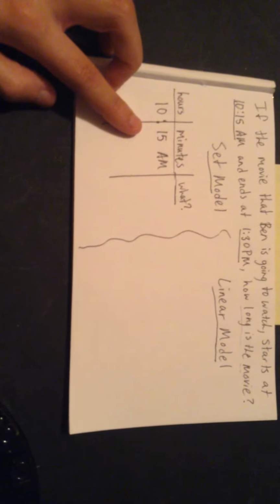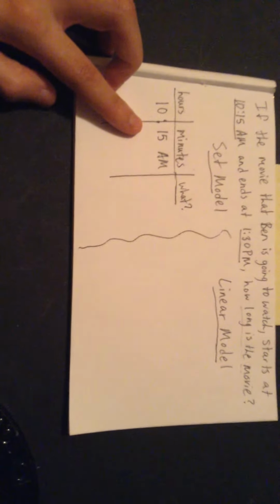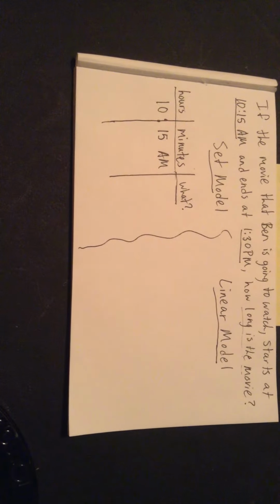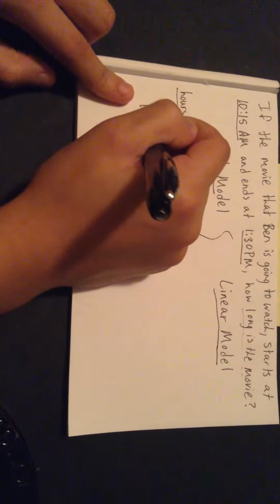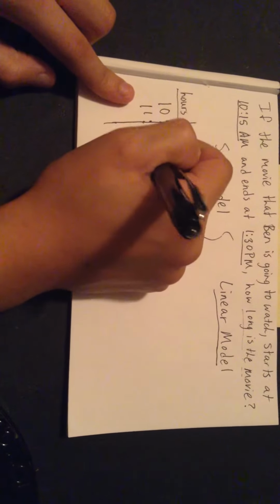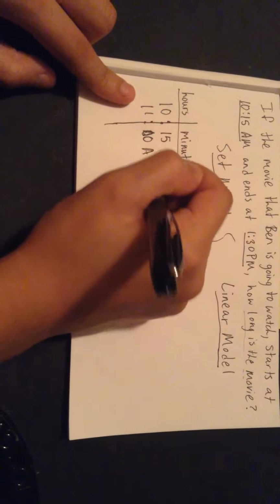Now the easiest way to do this would be to figure out how to jump from 10:15 to the next hour, because if you go from hour to hour, it's a lot quicker. It's easier to add those numbers. So the next hour would be 11 a.m. Oops, those are zeros. a.m.